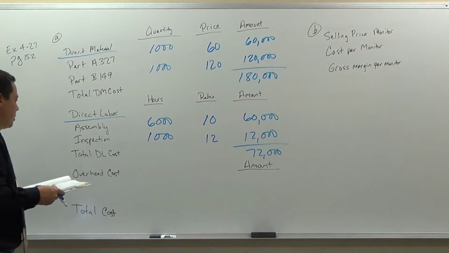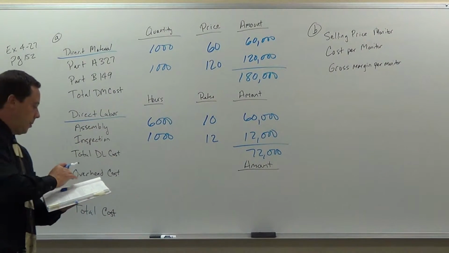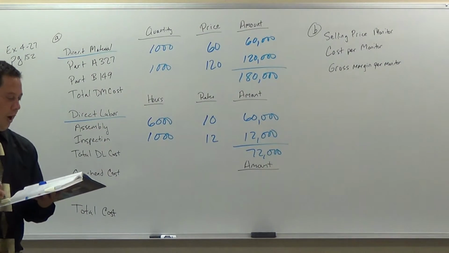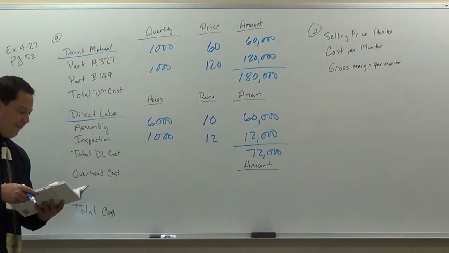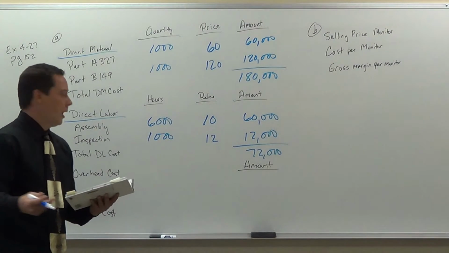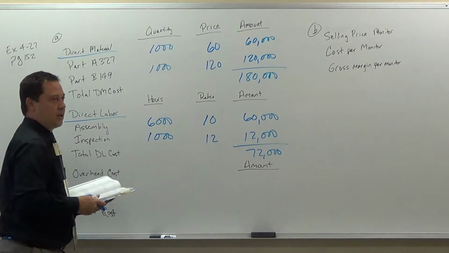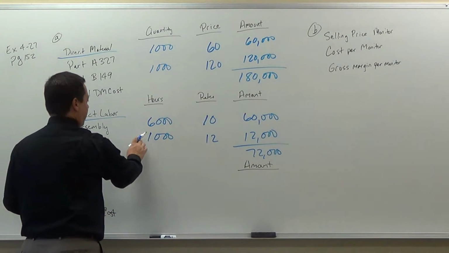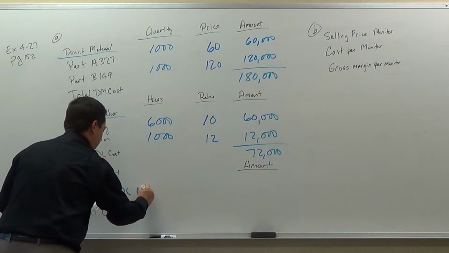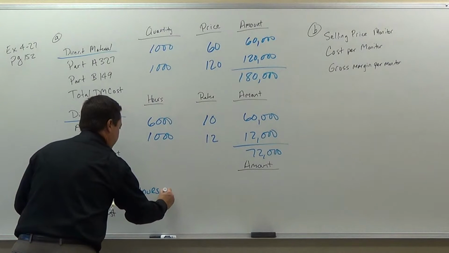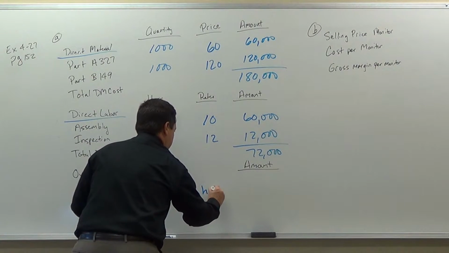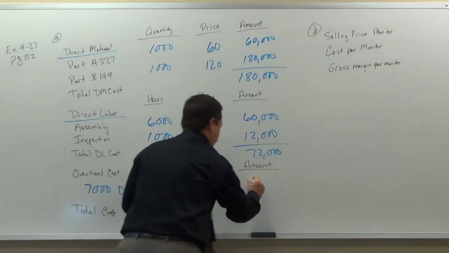All right, so now I have my overhead cost. I'm going to slide down to the next portion of this, where it says, in addition, the company applies manufacturing overhead costs to jobs at the rate of $5 per direct labor hour. So how many direct labor hours do I have? Well, I have to add in my assembly and my inspection. So the 6,000 plus the 1,000 equals 7,000 direct labor hours. Then I'm going to multiply that times the $5 per hour, and that will give me a total of 35,000.